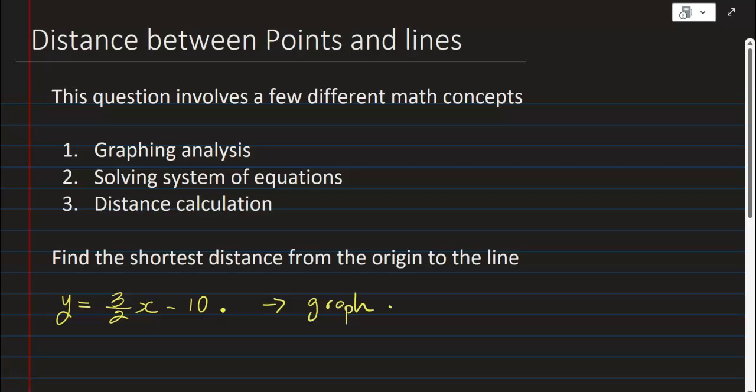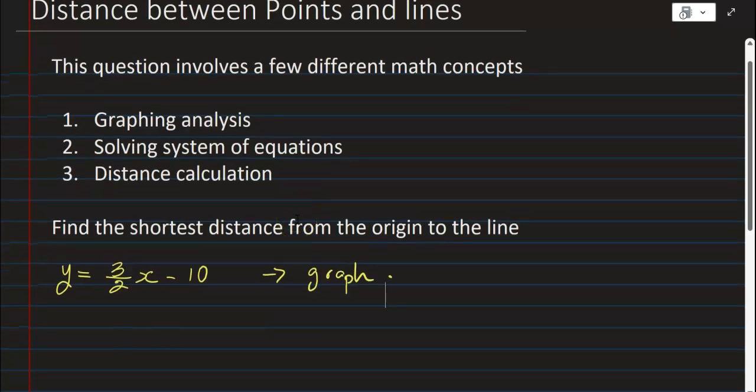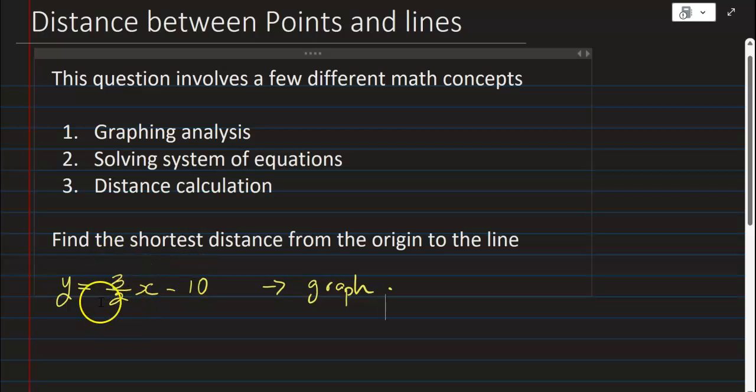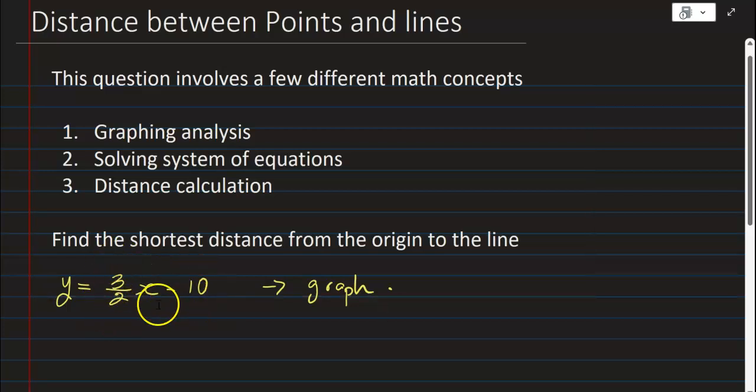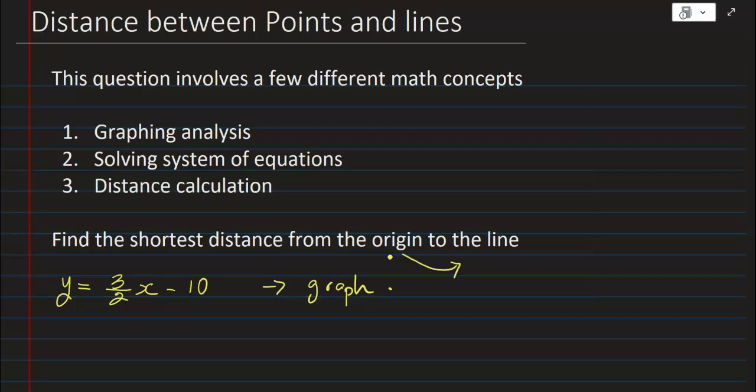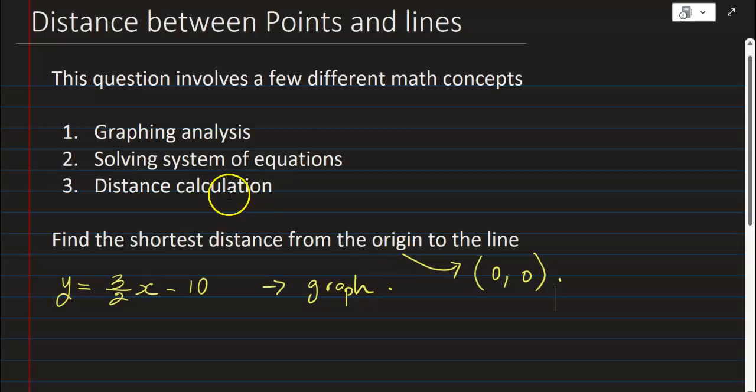Now, I will use Desmos to graph this, but you should not have any issues graphing this freestyle using the y-intercept, minus 10, and the slope. All you need is 2 points, and then you can draw a straight line through. And we know the coordinate of the origin in the Cartesian coordinate system is 0, 0. All right, so let's look at the graph now.